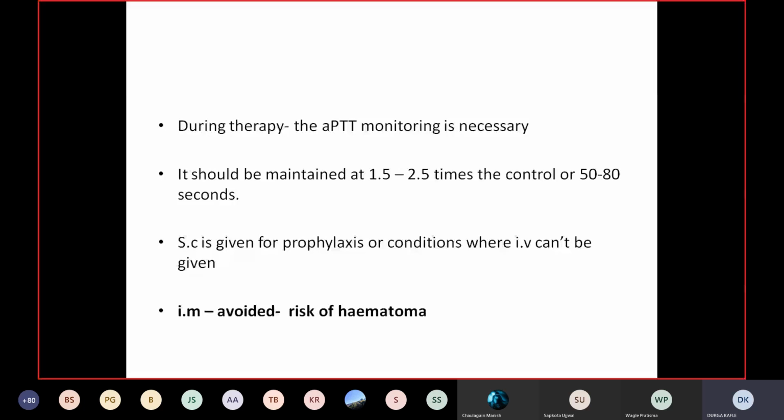Okay, so always when you are giving heparin, you have to always monitor the level of APTT. So that is very important.